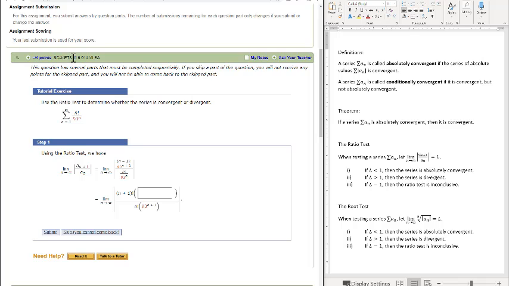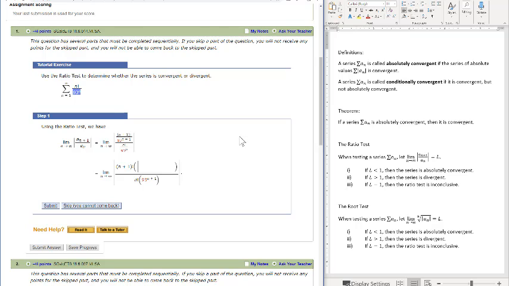Let's do a lab problem from section 11.6, problem number 1. They want us to use a ratio test to determine whether a series is convergent or divergent. And here is our series. We have n going from 1 to infinity of n factorial divided by 93 to the nth power.